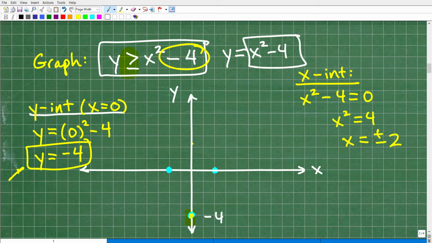The x-intercepts are effectively solving this quadratic equation. So you're going to take this function here and set it equal to 0. So we're going to go x squared minus 4 is equal to 0 and solve. This is super easy to solve. We're going to move that 4 to the other side. So we're left with x squared is equal to 4. How do we solve for x? Easy. We take the square root of both sides. So x is equal to positive and negative 2.